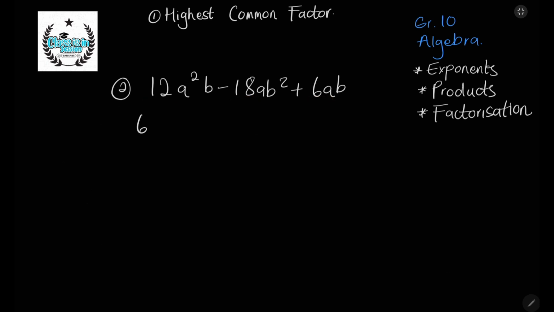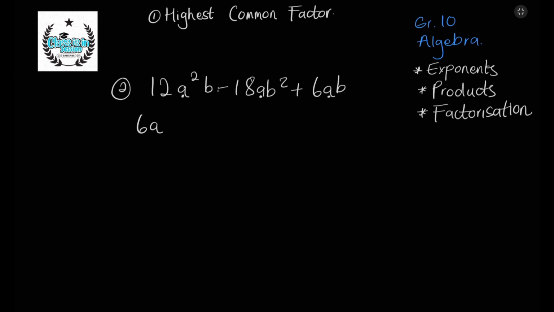Now let's look at the variables. We have a squared b, ab squared, and ab. Let's look at a. We have a squared, a, and a. What is the lowest power? It's a. It's common in all three terms. However, the lowest power is a to the power 1. I hope that you guys understand.